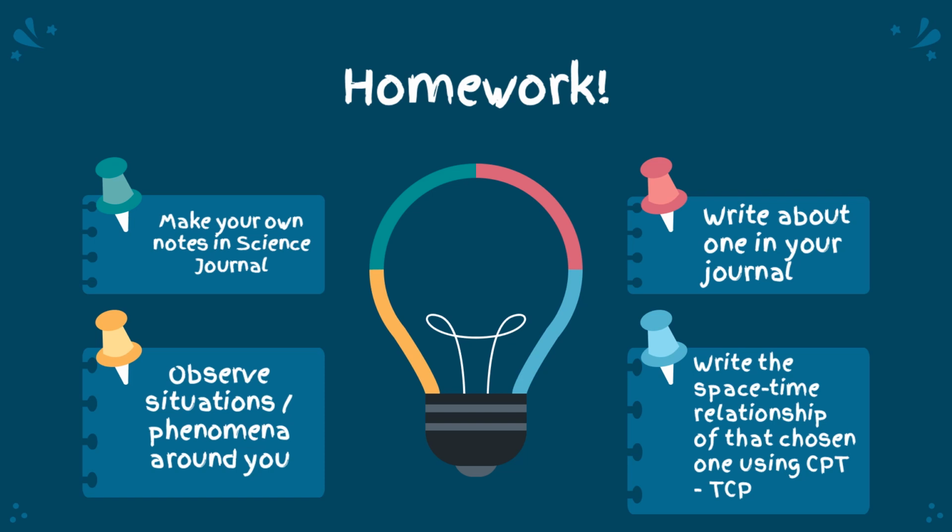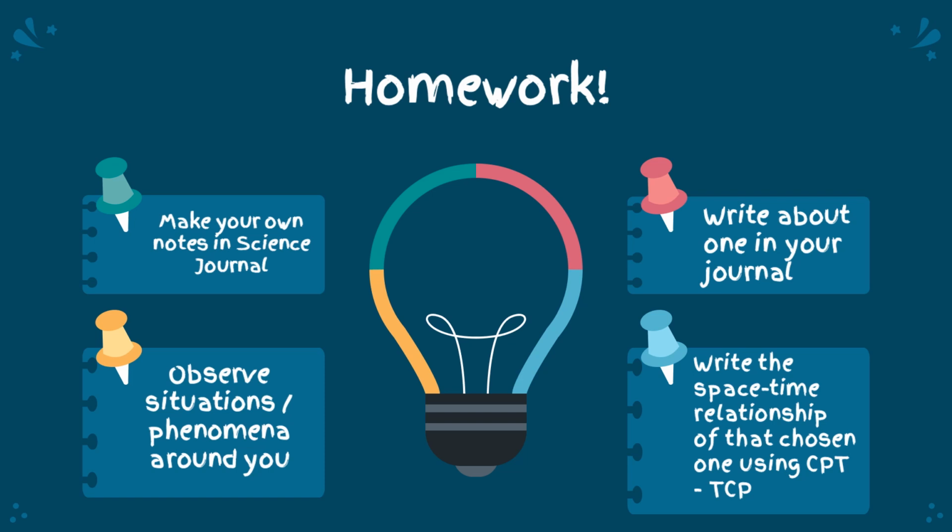The second task, I would like you to observe situations and phenomena around you. See around your house, inside your house, or maybe you are watching television or YouTube channels. You can observe and choose one and write about it in your journal, that you can see the change using space-time relationship. Write the space-time relationship of that chosen one using CPT or TCP: as time increases, what parameter, and what is the change?